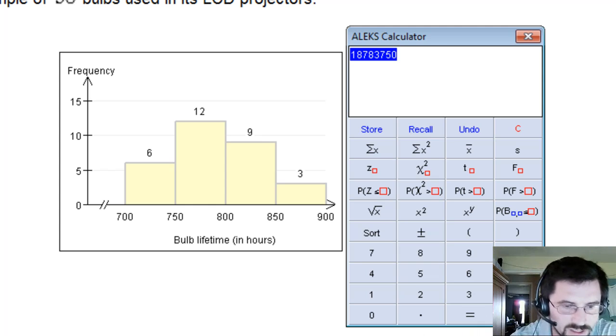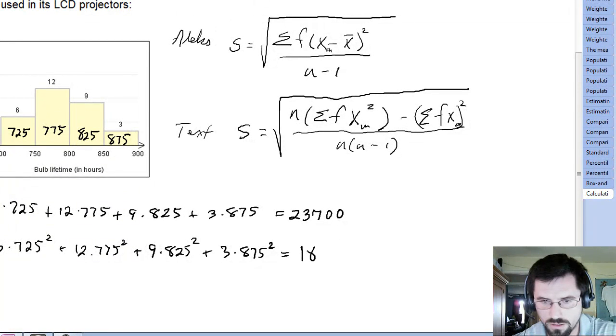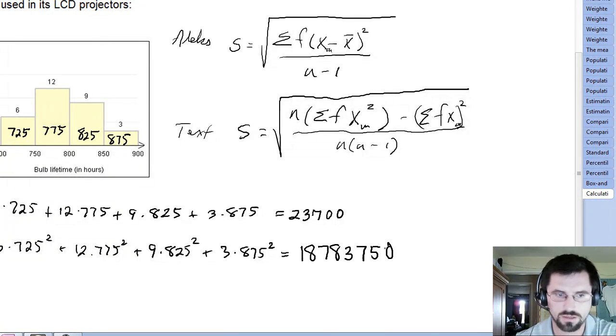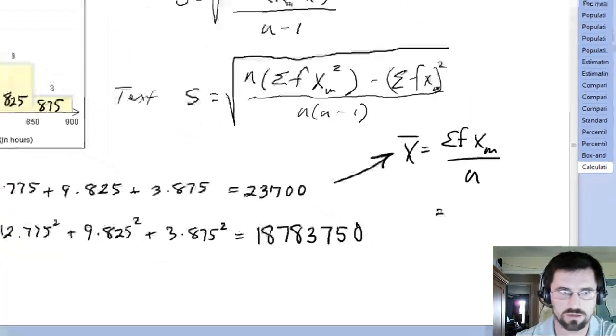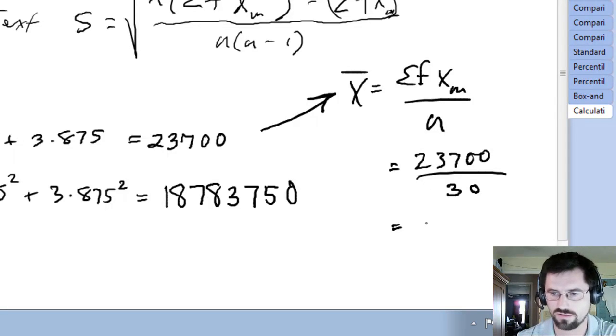So there we go: 18,783,750. Okay, and while we're here, let's figure out the average real quick. X bar is equal to this sum over n. We have 30 bulbs, so it's 23,700 divided by 30.